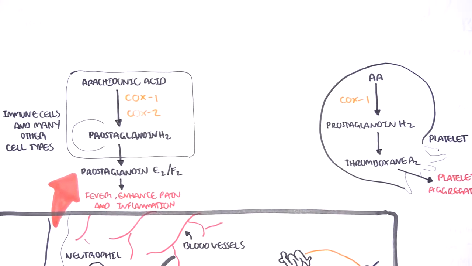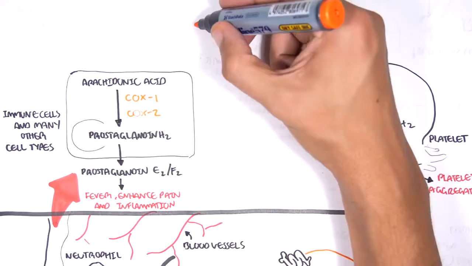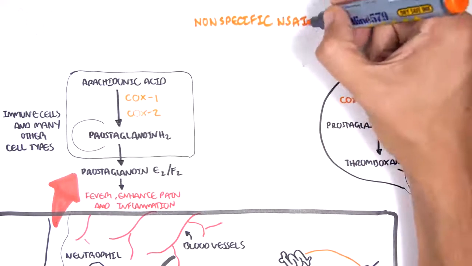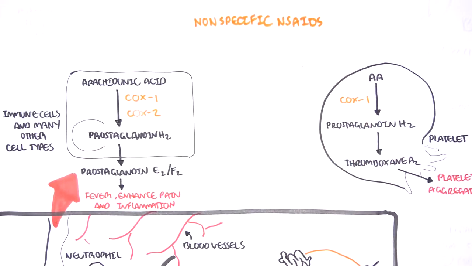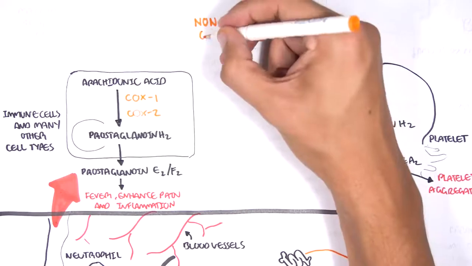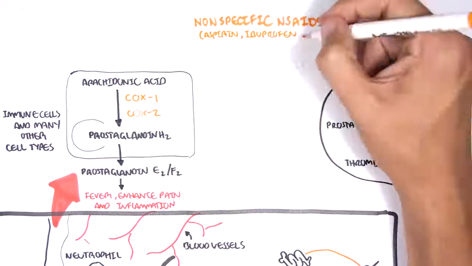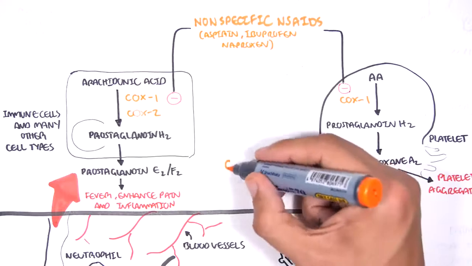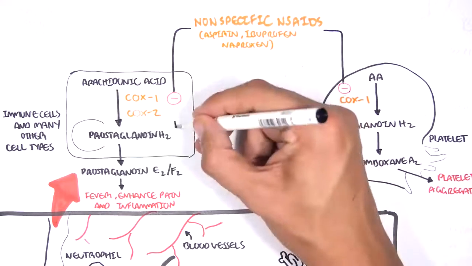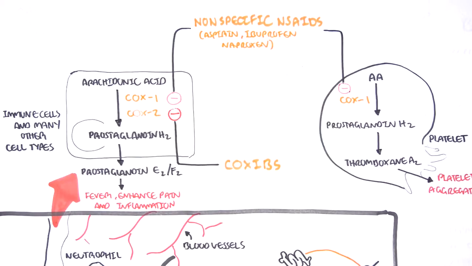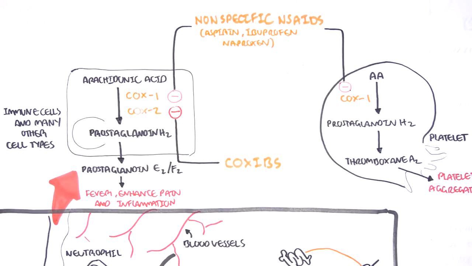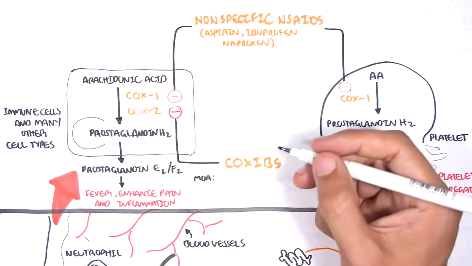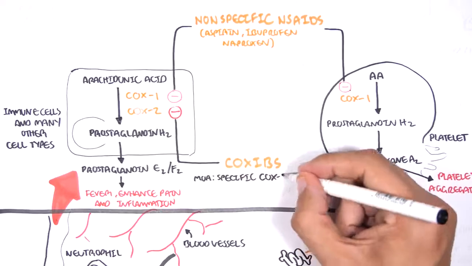NSAIDs work by blocking the COX enzyme. They can be broadly divided into non-specific, also known as non-selective NSAIDs, where they block both COX-1 and COX-2, and these drugs include aspirin, ibuprofen, and naproxen, or they can be divided into specific, also known as selective NSAIDs, which block specifically the COX-2 enzyme. These are coxibs, such as celecoxib, for example.